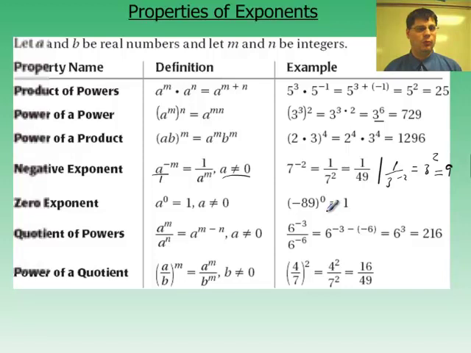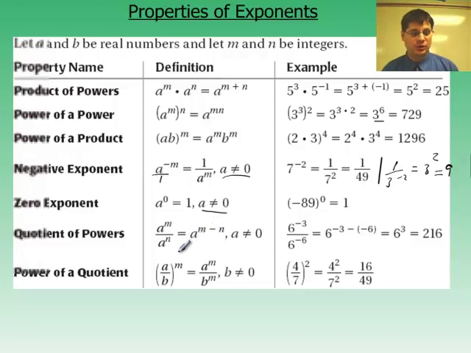Question: why is that? Why is it that if we have something to the 0th power, it's equal to 1? Second question: why do we have this restriction, a is not equal to 0? I want you to think about those. We'll address that in class later on.